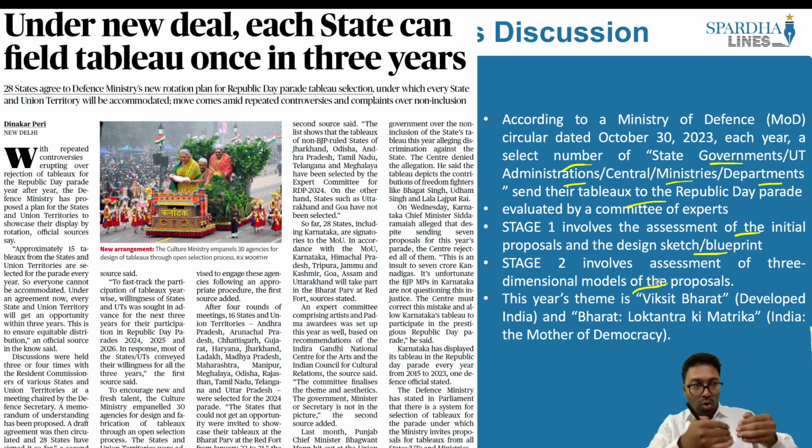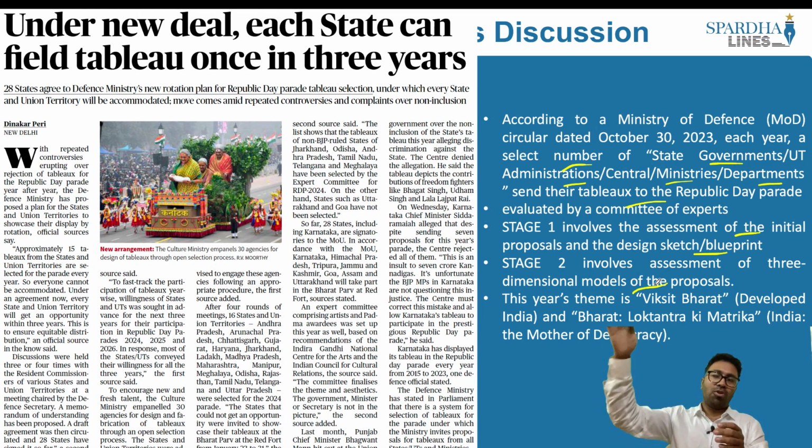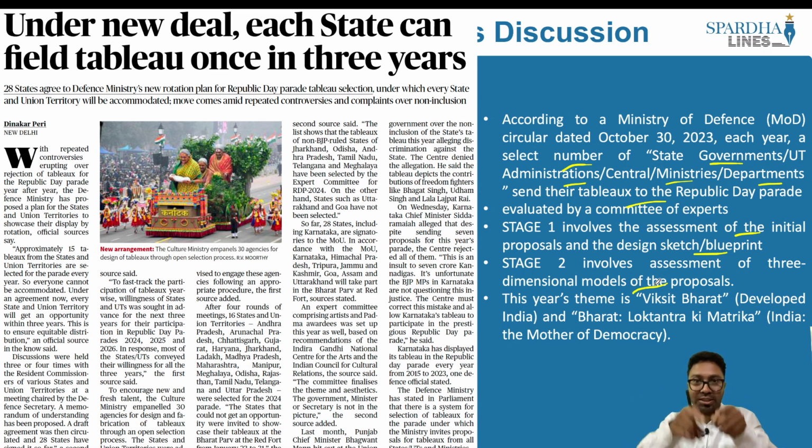Once these are okay, then what you would have is a central government which will come up with a theme. So the theme for this year would be industrialization. So the theme for this year would be about aircraft. The theme for this year would be about freedom fighters. The theme for this year would be about environmental sustainability. A theme would be selected. So the theme for this year for 2024 is Viksit Bharat, Developed India, Bharat Lokatantra ki Matrika, India the mother of democracy. So if at all the tableaus are being sent, it should be on the very same theme or similar theme.